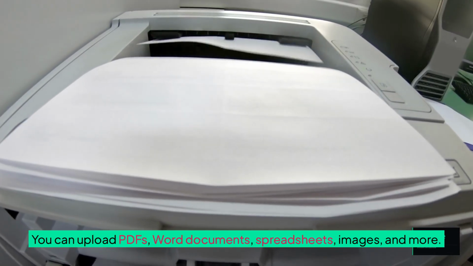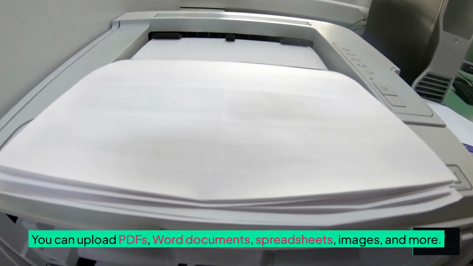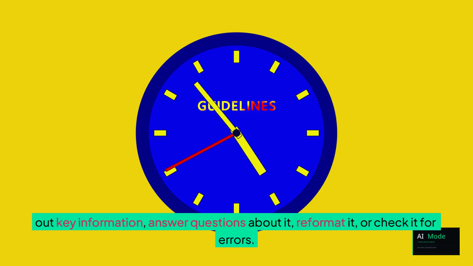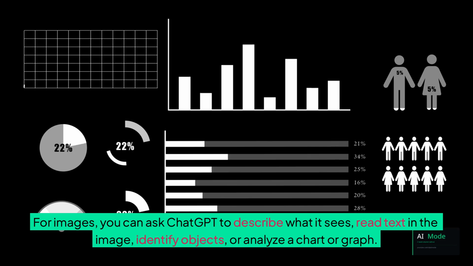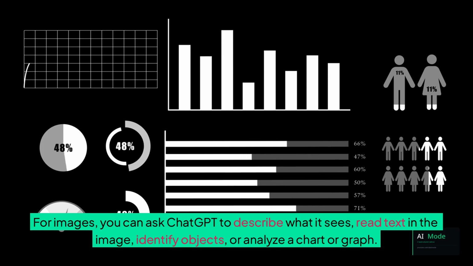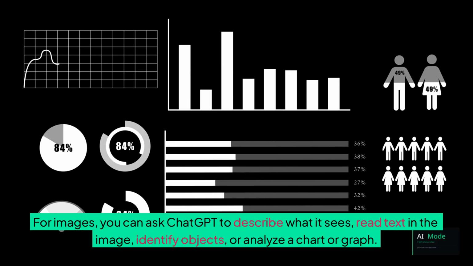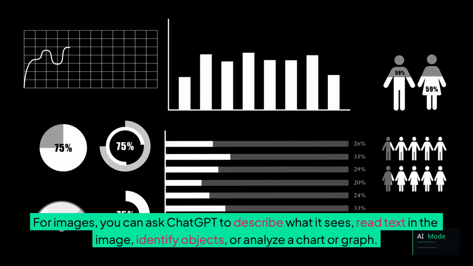For images, you can ask ChatGPT to describe what it sees, read text in the image, identify objects, or analyze a chart or graph. This is one of the most practical features for real work. Upload a contract and ask it to highlight the key obligations. Upload a spreadsheet and ask it to explain the trends. Upload a photo of your handwritten notes and ask it to type them up.